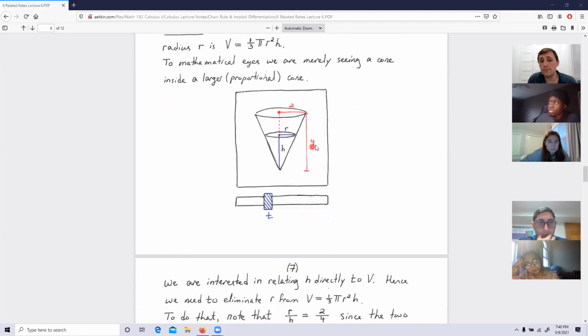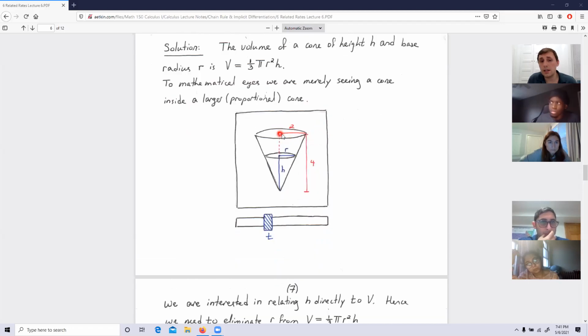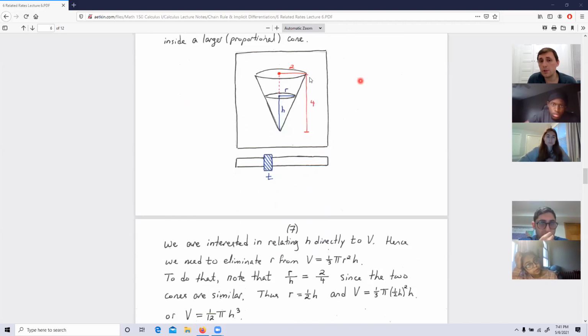I do the following. Look at it. Do you see that the triangles here are similar? So 2 divided by 4 is the same as r divided by h. They are proportionally the same, right? So this is just a smaller, a miniature copy of the big cone. So 2 over 4 will be r over h.